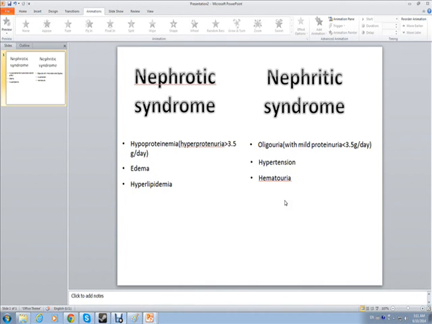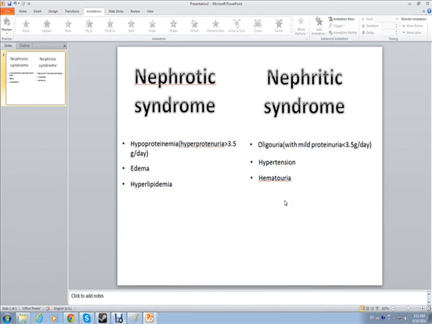Don't forget also that we lose antithrombin 3, which results in hypercoagulation, and we also have a condition of hypogammaglobulinemia, which puts us in a state of increased risk for infection. Nephritic syndrome, as opposed to nephrotic syndrome, has oliguria with a mild proteinuria due to the reduced filtration rate. So we'll have mild proteinuria of less than 3.5 grams per day, which is diagnostic between nephrotic and nephritic.